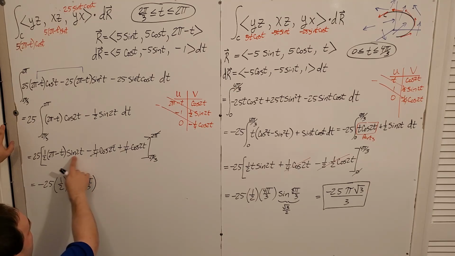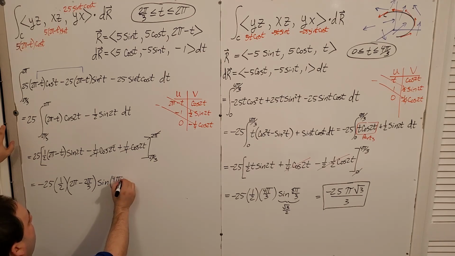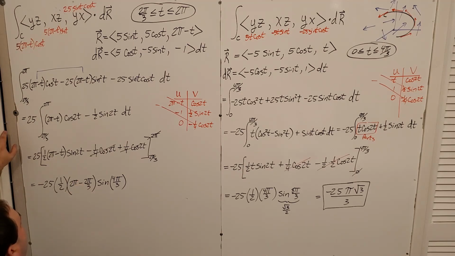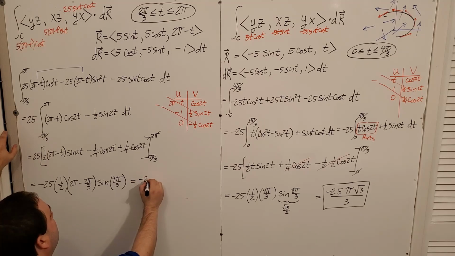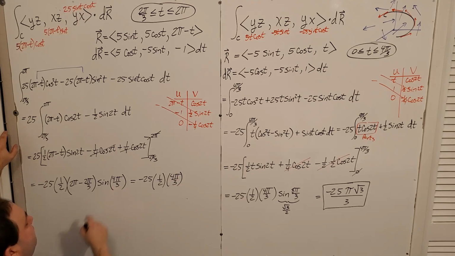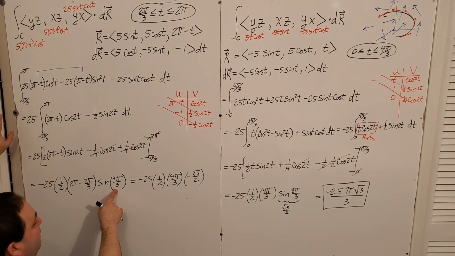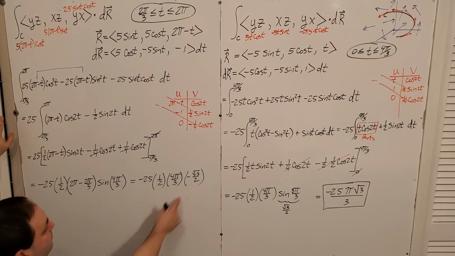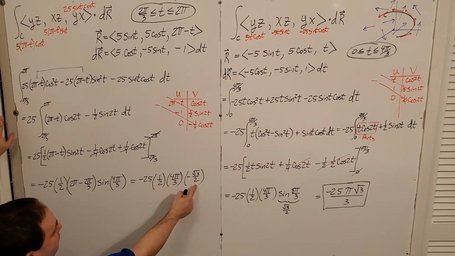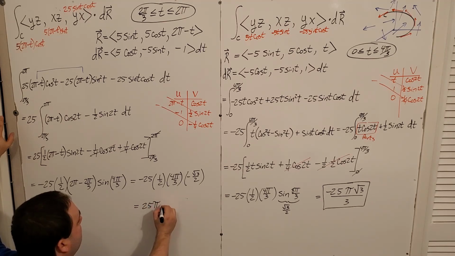And then I'm going to get a sine of 2 times 2 pi over 3, which is 4 pi over 3. Okay. So 2 pi minus 2 pi over 3 gives me 4 pi over 3. And sine of 4 pi over 3 is negative square root of 3 over 2, because it still has that same pi over 3 reference, but it's in quadrant 3. Okay, look, double negative. And then the 2 and the 2, 4, cancel out the 4 like before. I end up with a 25 pi square root of 3 over 2.